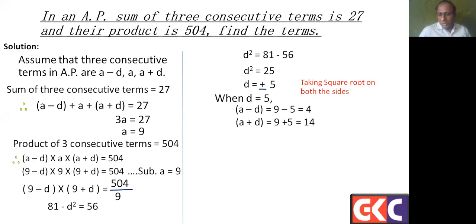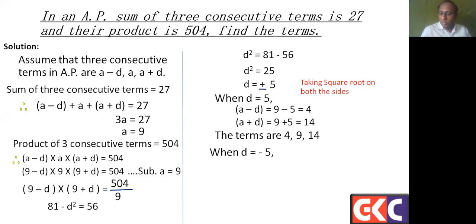So the third term A plus D, which is 9 plus 5, is 14. So automatically your three terms are 4, 9, 14. Remember, the second term is A, so that is 9 as it is, and the third term is 14. Now this is when D is 5, but I can even have D as minus 5.